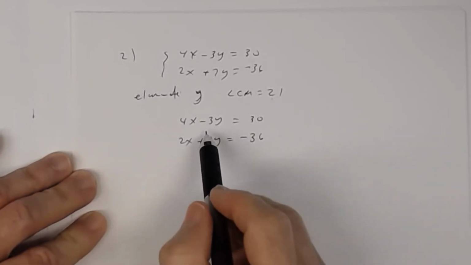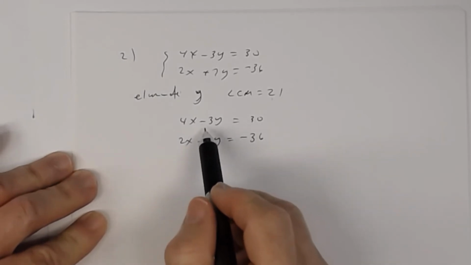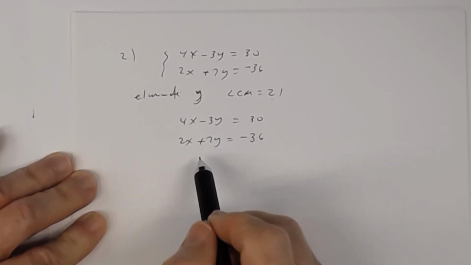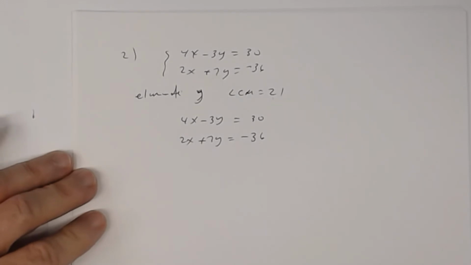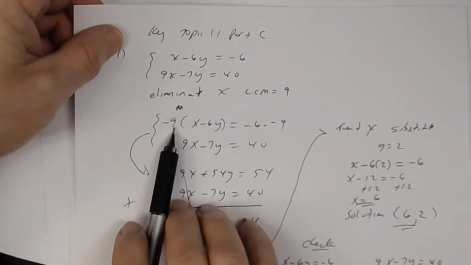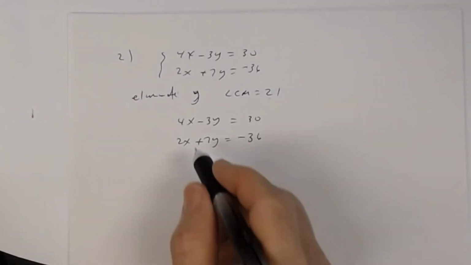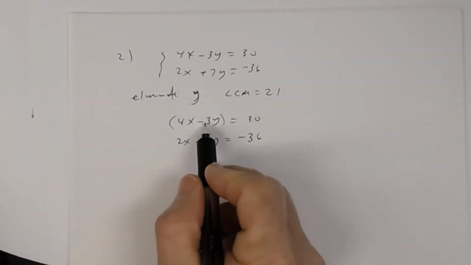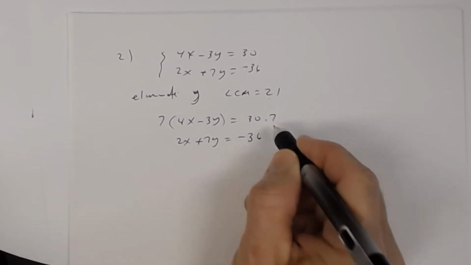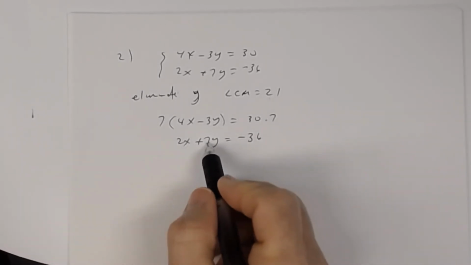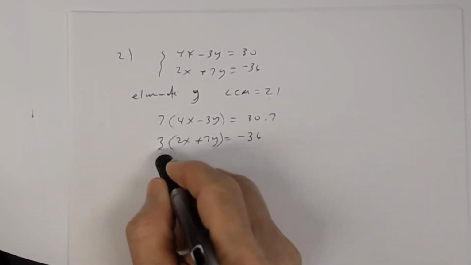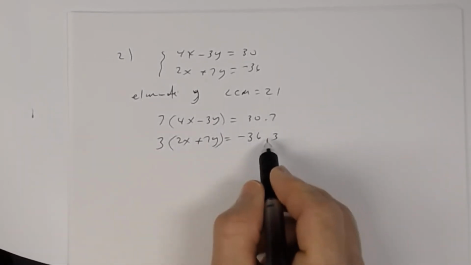I want you to notice, though, that the coefficients of y's, one's negative, one's positive. So I don't have to worry about making one of them negative, like we did in number 1. So what I'm going to do is this. If that's a negative 3 and I want that to be a negative 21, then I've got to multiply this by 7. So this times 7, this times 7. If this is 7 and I want this to be a 21, then I've got to multiply this by 3 and this by 3. So what you do to one side, you do to the other.